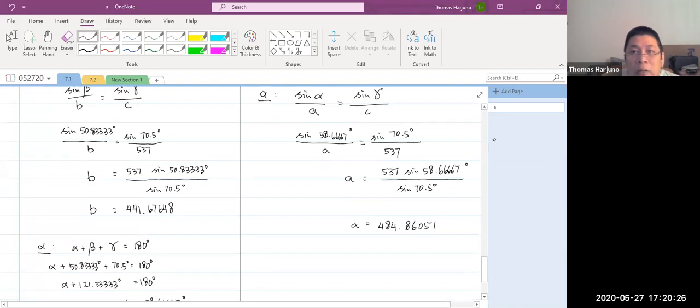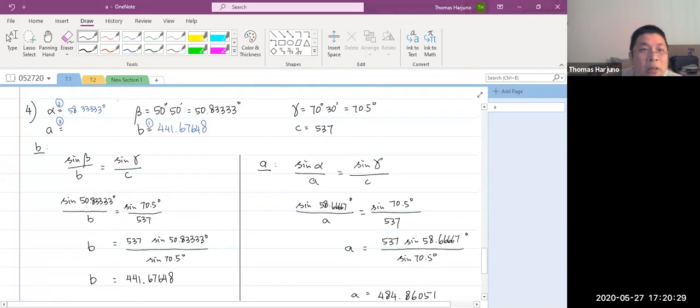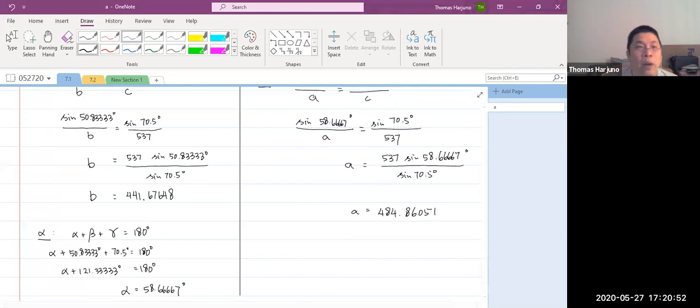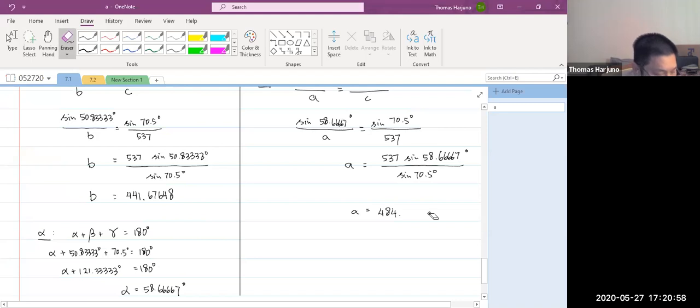What did I write up there? So this one is wrong. I wrote it, I copied it incorrectly. This should be 58.66667 degrees. My bad. So my last answer here is not correct, but I think it's just a bit off. 537 sine 58.66667 divided by sine 70.5.